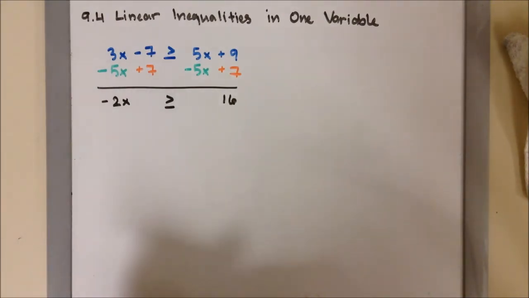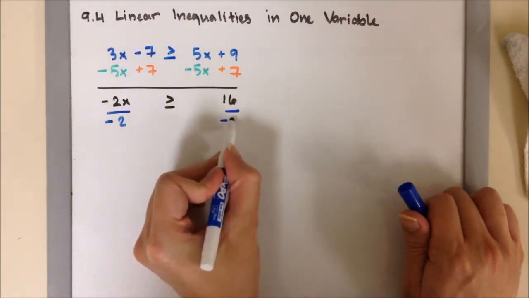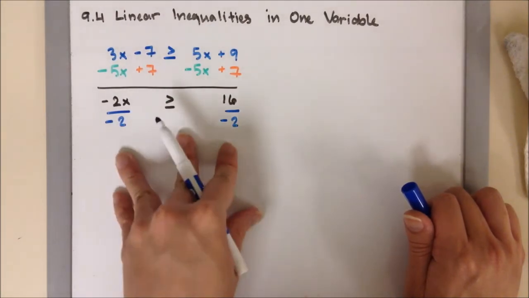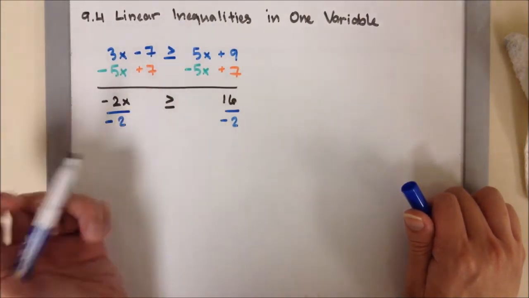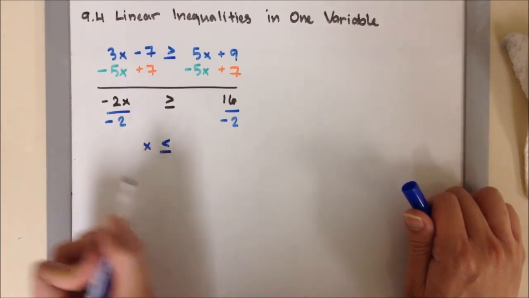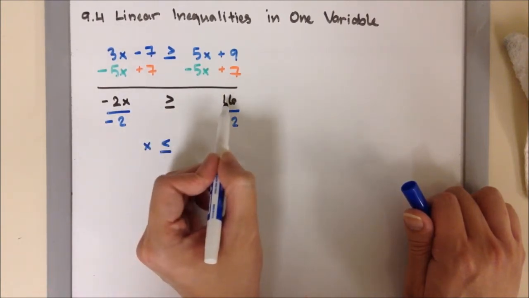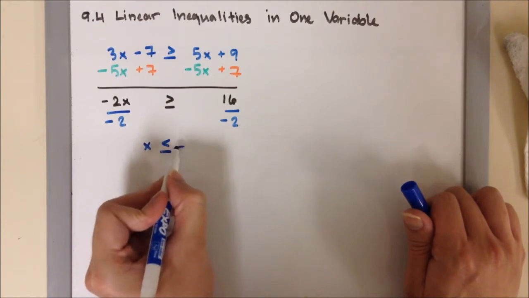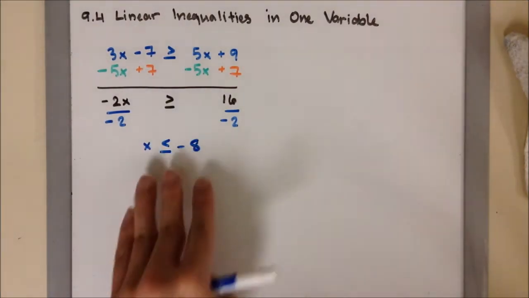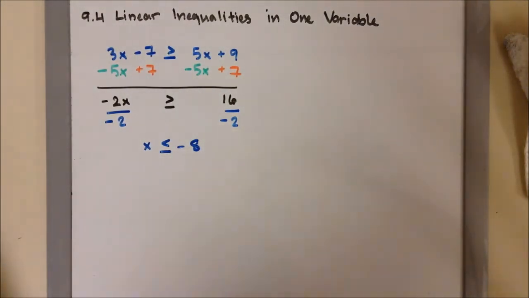After that, to get x by itself, I'm going to divide both sides by negative 2. Now remember, when you're working with inequalities, if you're dividing or multiplying both sides by a negative number, make sure to flip the inequality sign into its opposite direction. So negative 2x divided by negative 2 is just x. 16 divided by negative 2 is negative 8. Alright, so that is basically my final answer. This is an answer in inequality form.